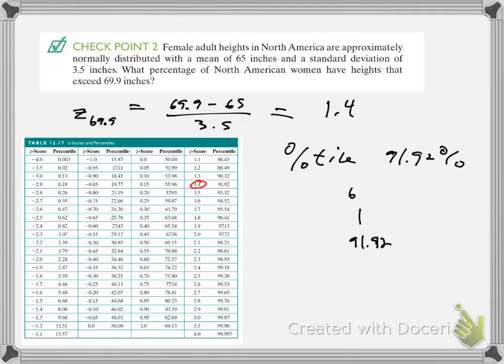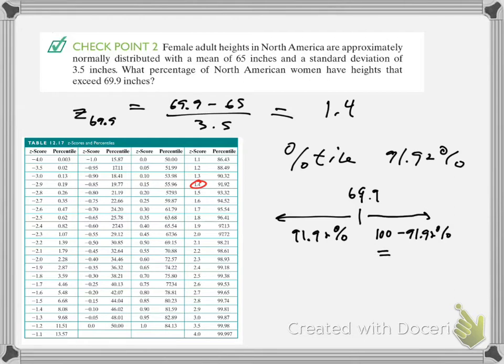If you are 69.9 inches, let me erase this for a minute and make this a little more clear. That means that 91.92% have heights less than you, and then the percentage of people with heights greater than you is 100 minus that, which is 8.08%.